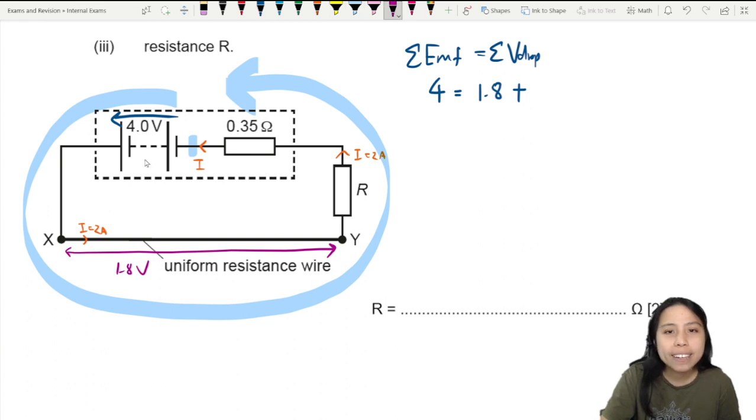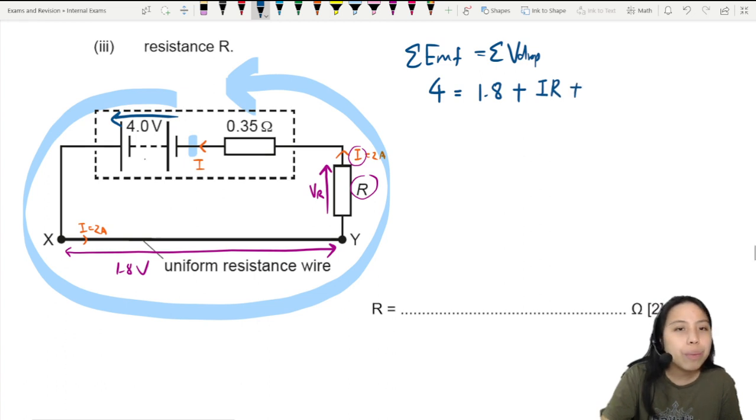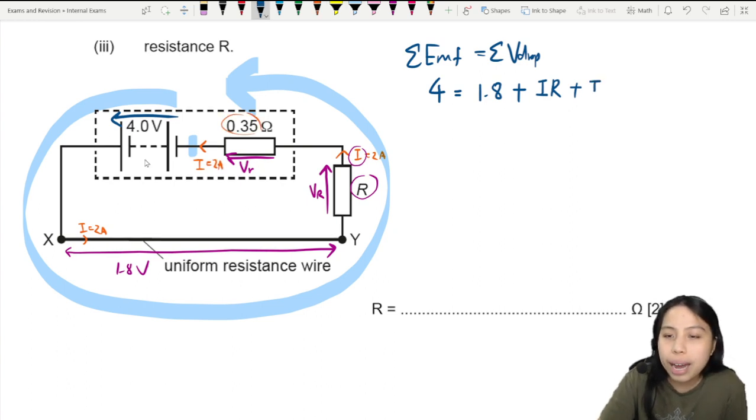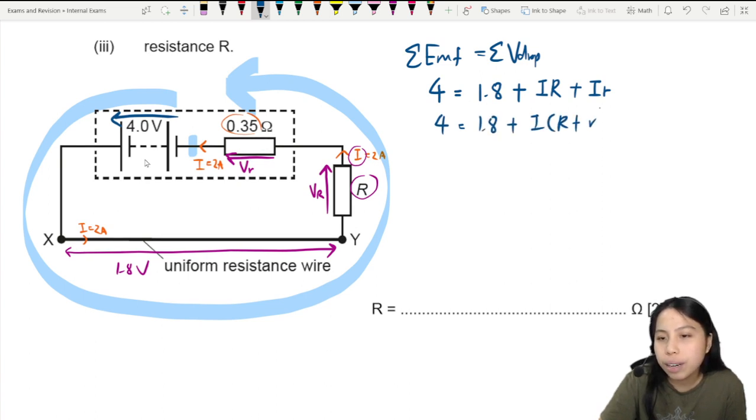We have one more drop down here. This drop is VR, I suppose. You have to calculate using I times R. So I'm going to take the current I times R. There's one more drop due to internal resistance. This one is V and small r. We're going to use I times r again, so we know the 2 amps. So this is going to be I times small r. There are many ways you can write this. I'm going to do 1.8 plus IR plus Ir and sub in all the values. So 1.8, 2 amps. Oh, the R again.